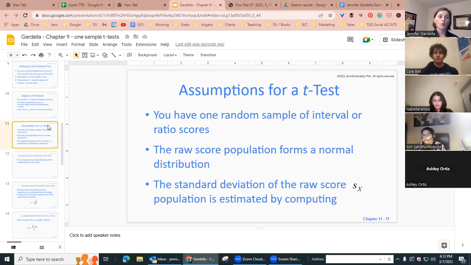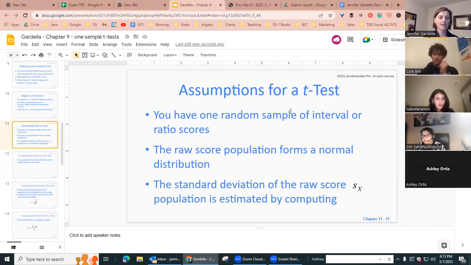Okay, now we have assumptions. I think I had a slide on assumptions for the Z test, but no one really talks about the Z test. For the T test, we talk about assumptions a lot. You have to have a random sample of interval or ratio scores. Remember, a lot of what we do is dependent and theoretical on the fact that we've selected our sample randomly. The raw score population, which we will never know, forms a normal distribution. And I know that sounds ridiculous, but that's what all of this is based on. The only reason we can do any of this is because we lean on the theory that the raw scores are normal in the population.